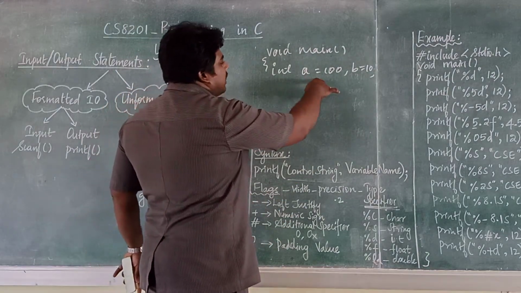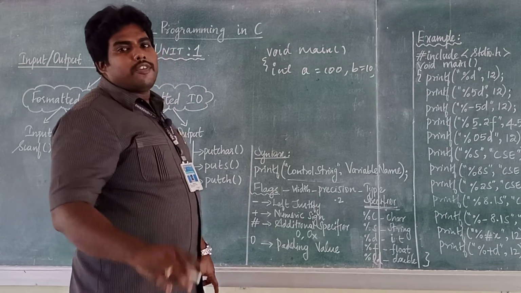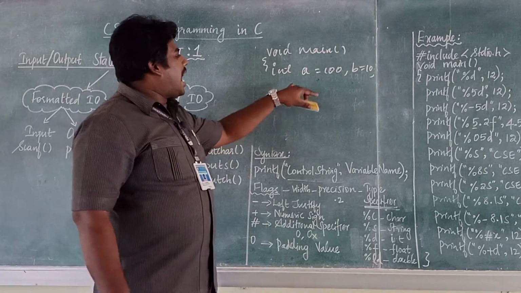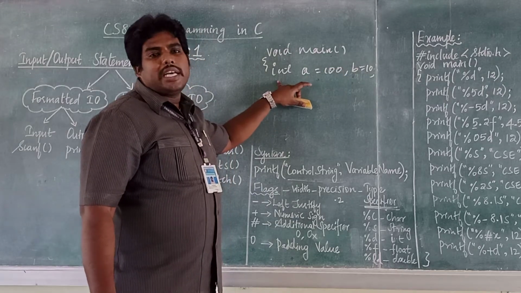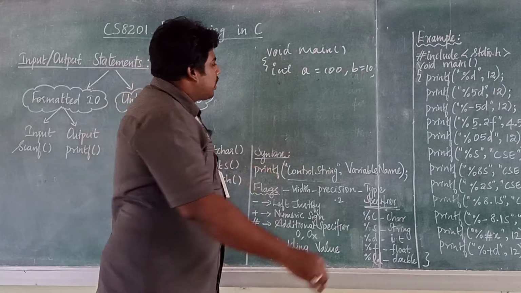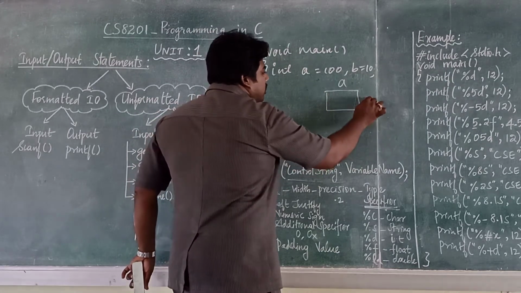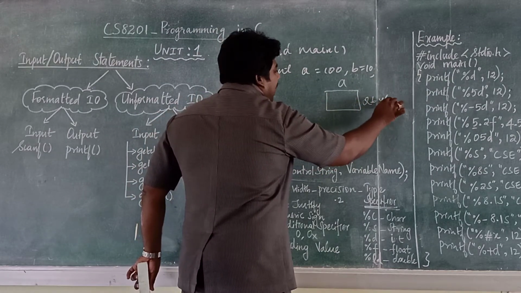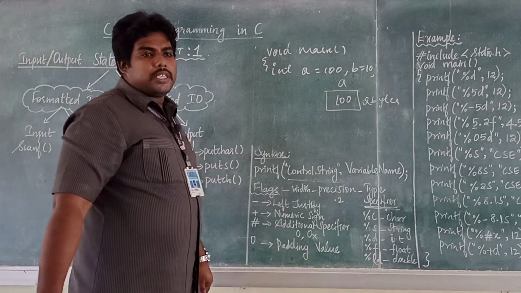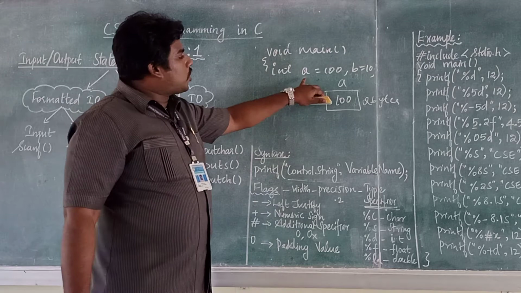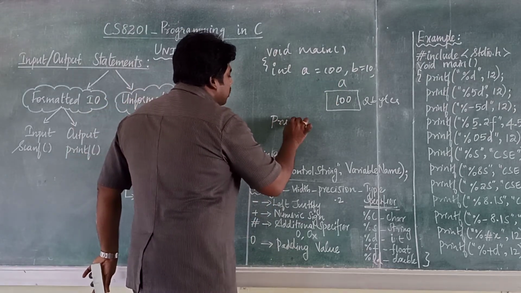Once you write this, this part is called the declaration. You are telling the compiler that you are going to use two variables, and both variables belong to the integer type. So in memory, 2 bytes are allocated for a, and the value will be stored inside it. If you want to print this value, you have to print it like this.